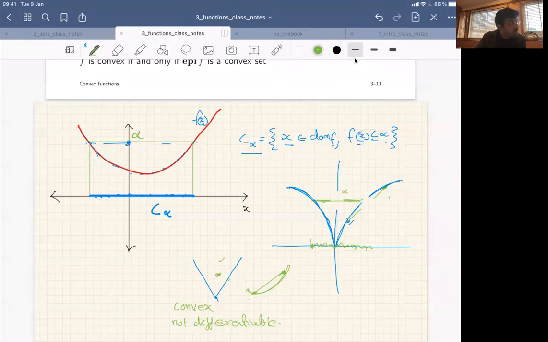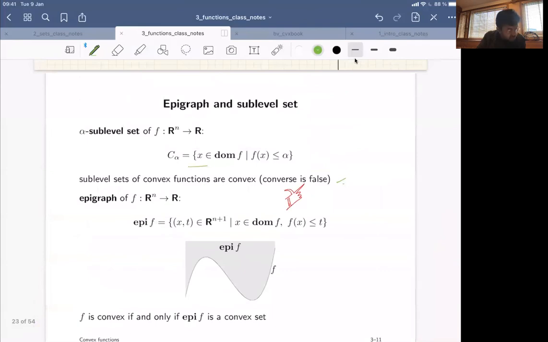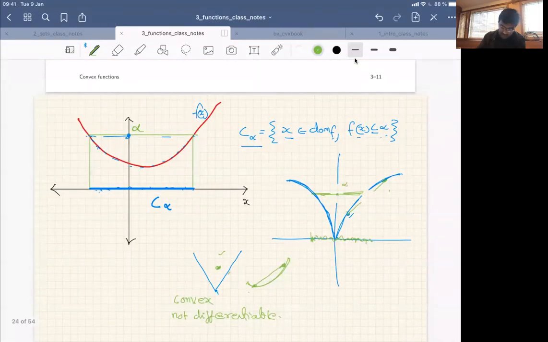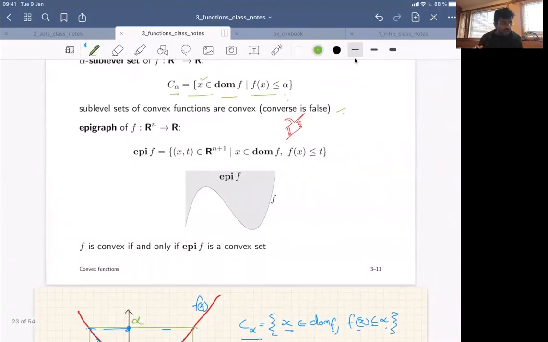So you're claiming the set is convex. Yes, that's the definition. A sublevel set is a set where f of x is less than alpha. So the sublevel set is associated with alpha, C alpha. How do you form that? Go to the domain, pick all x such that f of x is less than alpha. So in this case, it will be this part. Okay, no problem. Now, epigraph.